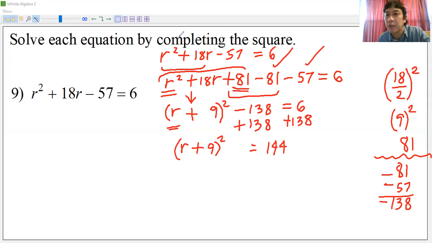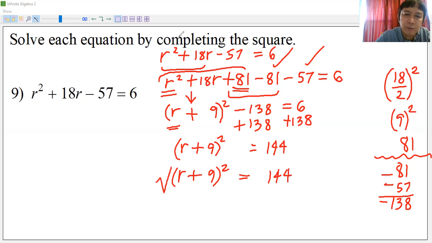There. That's 138 plus 6. Okay. All right. So at this point, we're now going to take the square root of both sides. Take the square root. So we have r plus 9 squared. This is 144. Okay. All right. Take the square root. There. And then there. If you take the square root of a number, it will be plus or minus.